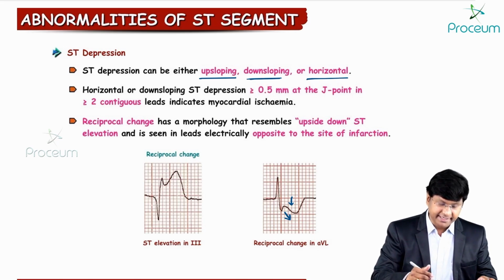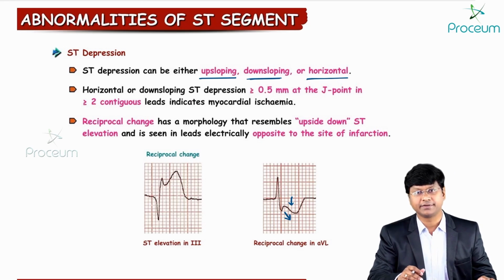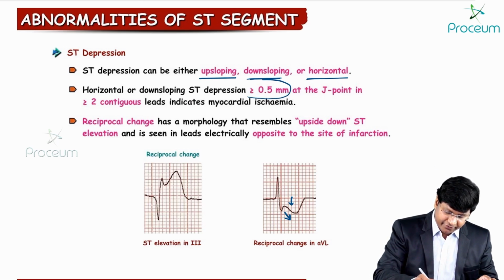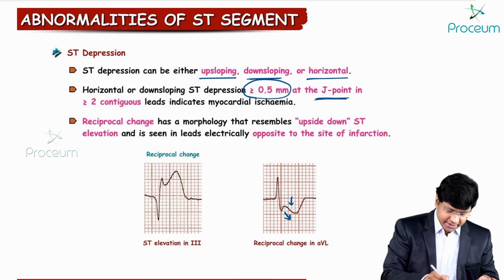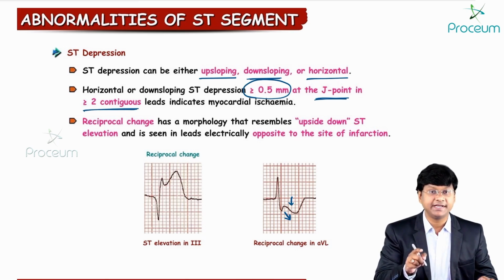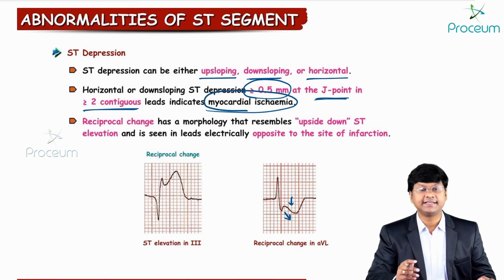Now this particular ST segment depression, either horizontal or downsloping, is considered significant if it is more than or equal to 0.5 mm at the J point, and that should be in more than or equal to 2 contiguous leads. That will indicate the presence of myocardial ischemia.